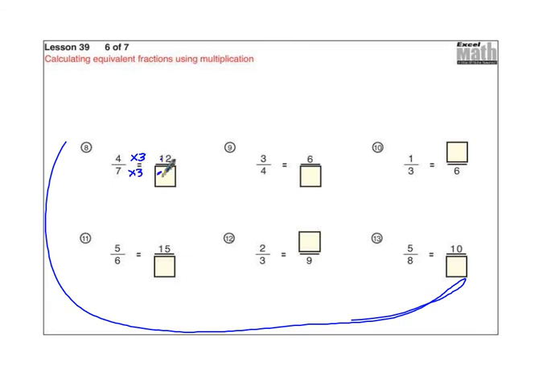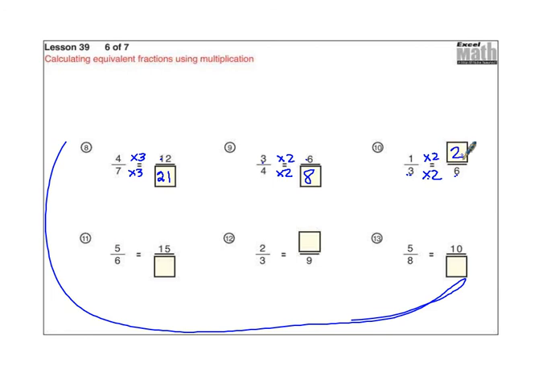7 times 3 is equal to 21. The next one, to go from 3 to 6, you multiply by 2. So you multiply the denominator by 2 as well. 4 times 2 is 8. On number 10, how do you go from 3 to 6? You multiply by 2. 3 times 2 is 6. So 1 times 2 is equal to 2.